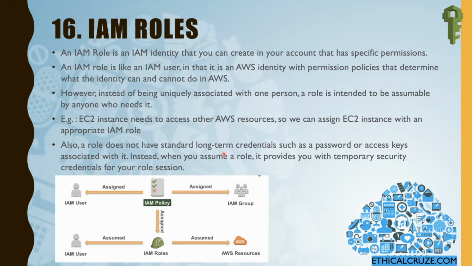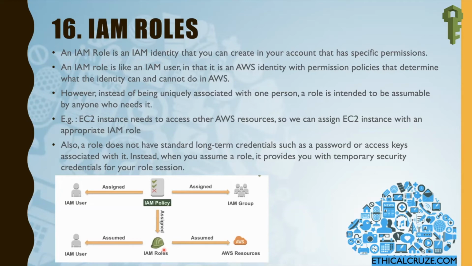If you've seen the screenshot below, this is a policy which is being assigned to a user, group, and IAM role. So a single policy is being assigned to these three entities. Now one IAM user is assuming the identity of this IAM role, and an AWS resource is also assuming the identity of an IAM role. In this manner, any entity or user can assume the role. We will see more in detail when we learn about EC2 in the upcoming videos.